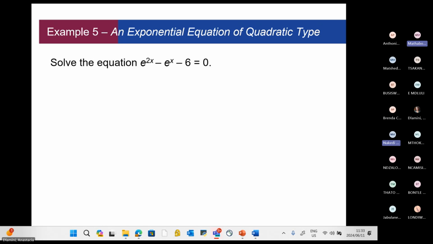Can we start? Yeah. I think we first need to take the 6 to the right. Yes. And then drop the exponents down: 2x ln e minus x ln e equal to 6. And then we are left with 2x minus x equal to 6. Then 2x minus x is x, right? I think x equal to 6.